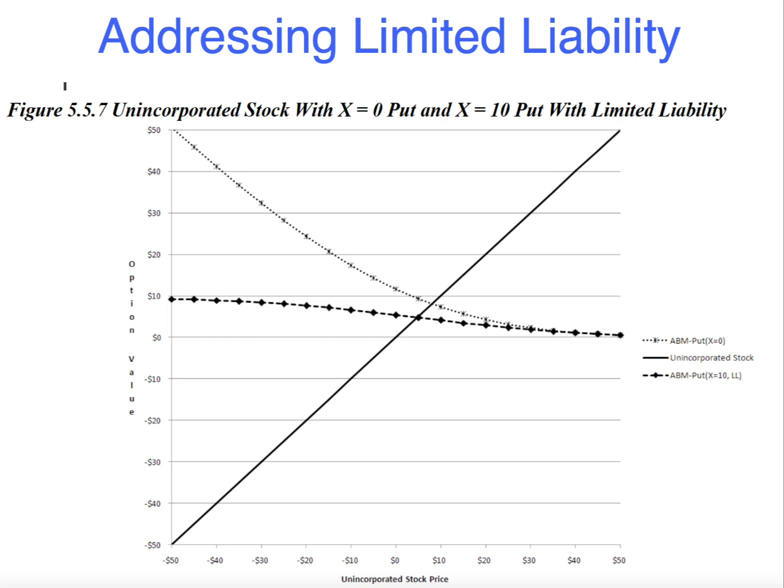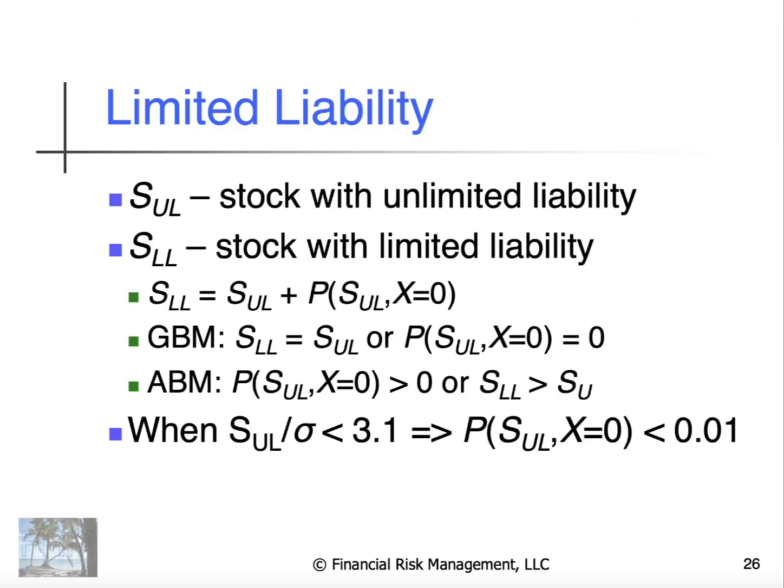And so if you think about an unincorporated stock with a zero strike put and a strike price of 10 with limited liability, the put struck at 10 limits out at $10 because of the limited liability of the company. And so it's very straightforward to model the limited liability company as an unlimited liability company plus a zero strike put, and then all the other option conditions fall right into place.